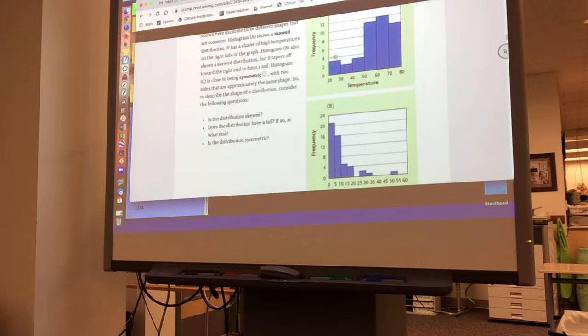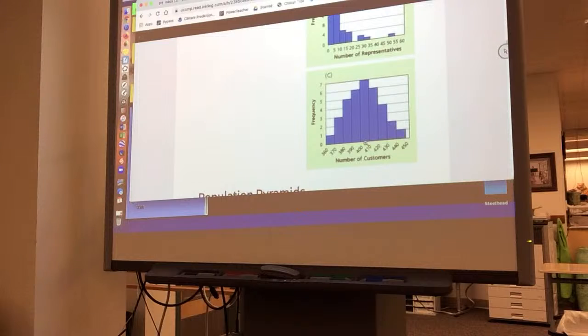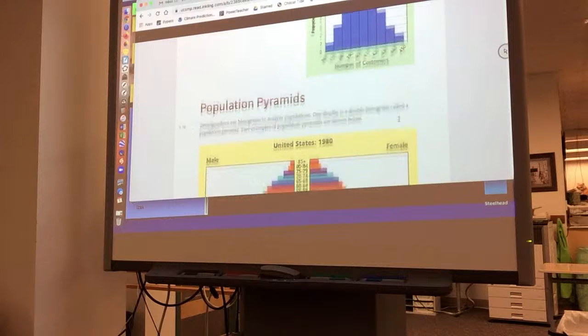This does not have symmetry, does it? You can't really draw vertical lines left and right. This does not have symmetry. This here, though, the number of customers that's shown, that's very symmetric. And it doesn't really tail off. It just has a very symmetric increasing frequency and then decreasing frequency. So some of the problems here are going to ask you to use descriptors.